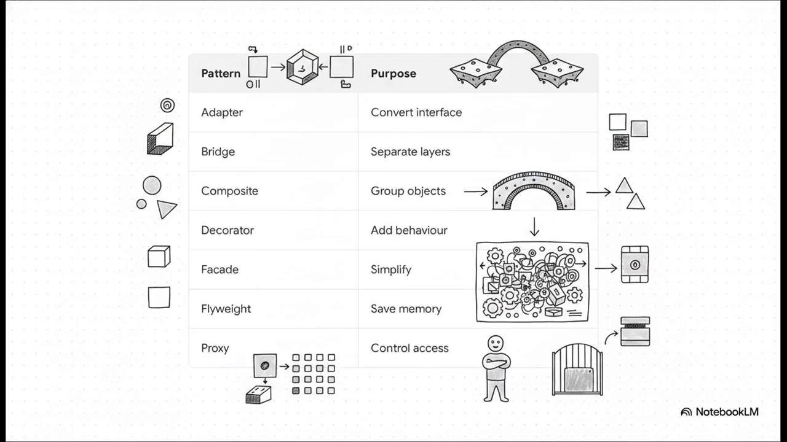We have the adapter, which converts incompatible interfaces, the bridge to separate an abstraction from its implementation, the composite pattern allowing you to group objects and treat them as a single entity. We've got the decorator for adding behavior dynamically, and the facade for simplifying highly complex subsystems. Finally, we have the flyweight to save massive amounts of memory when dealing with thousands of objects, and the proxy, which acts kind of like a bouncer to control access to objects. Every single pattern here has a highly specific job it was hired to do.